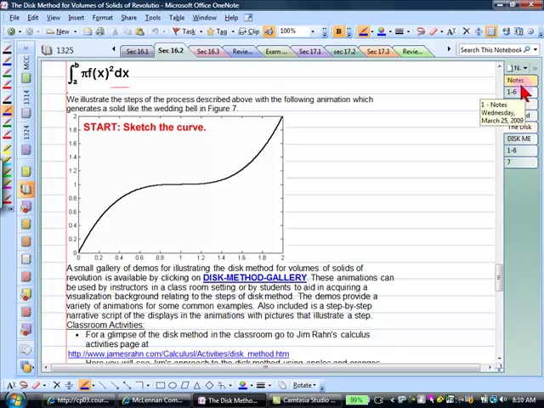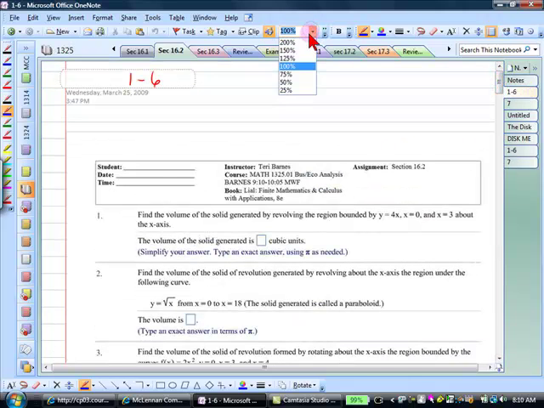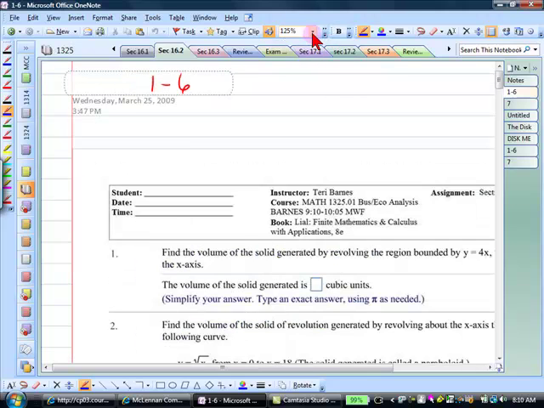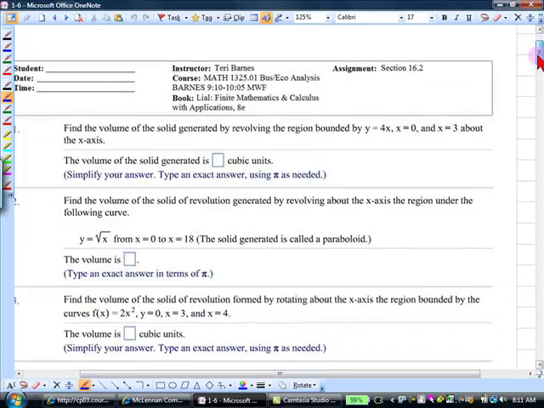All right, so let's look at problems. You probably will want your calculator to help you do a sketch of some of these. Find the volume of the solid generated by revolving the region bounded by y equals 4x, x equals 0, and x equals 3. So these are the things that you need to know. The volume is so many cubic inches. So this is just a linear function.